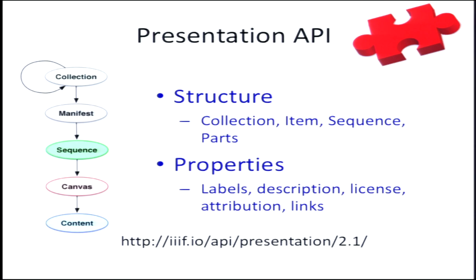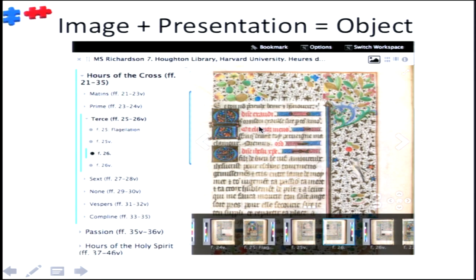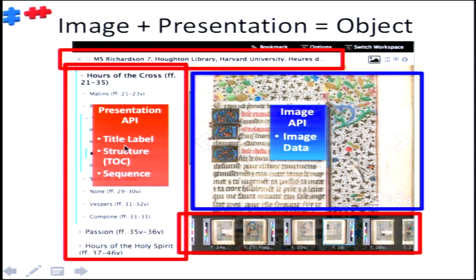The second major API is the presentation API, and it's good to get the pixels, but image-based resources come with things. If it's a scanned book or a manuscript, it's got page sequences, it's got a title, it's got a source institution with attribution, and maybe a logo. The presentation API provides all of this information. And when you put the image and the presentation API together, you actually get a quite powerful delivery. So this is a presentation of a Harvard manuscript, and you can see that the elements in red are delivered via the presentation API, and the image data comes from the image API, highlighted in blue.